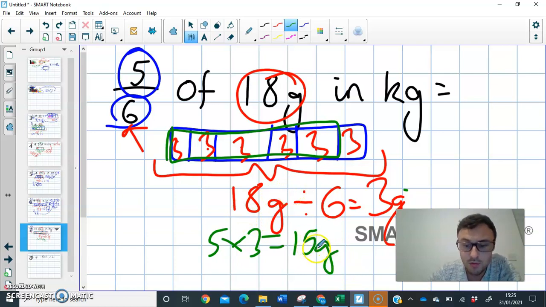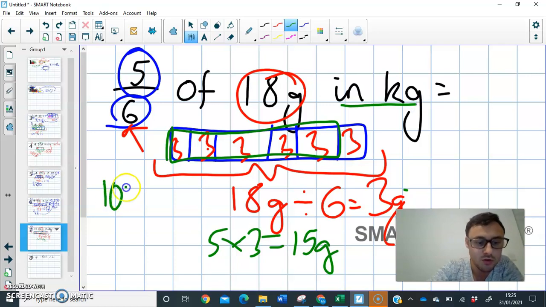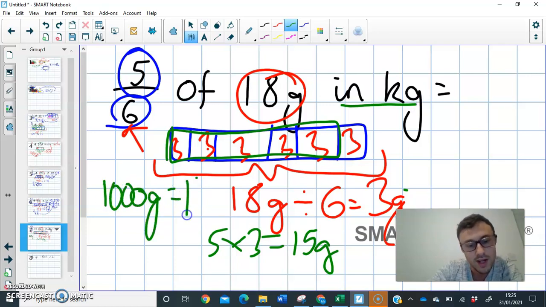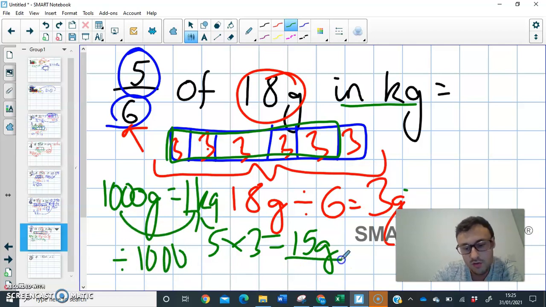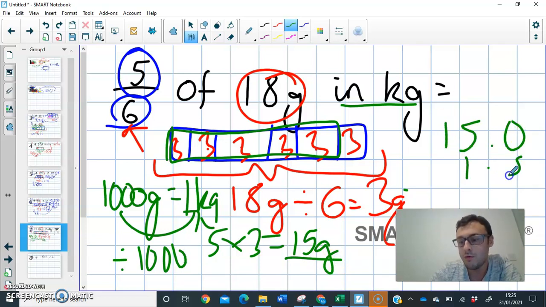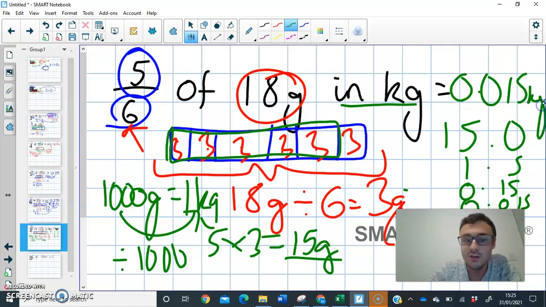So I then need to put 15 grams into kilograms because it says in the question in kilograms, and I know 1,000 grams is 1 kilogram. So to get from grams to kilograms, I divide by 1,000. So I'm going to divide 15 by 1,000. 15.0 divided by 10 would be 1.5. Divided by 10 again would be 0.15. Divided by 10 again would be 0.015. So 15 grams in kilograms is 0.015 kilograms. So 5/6 of 18 grams in kilograms is 0.015 kilograms.